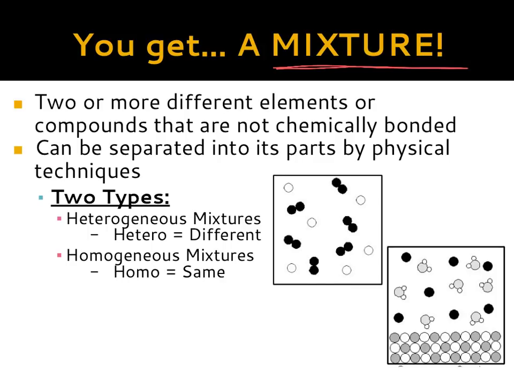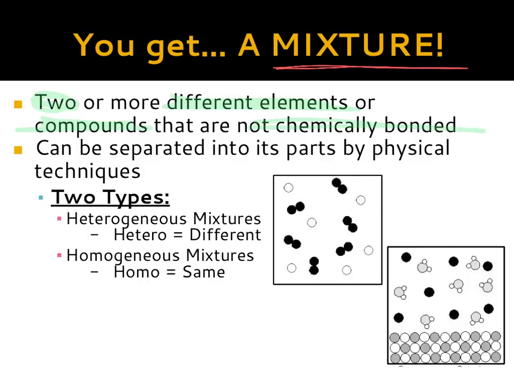So for a mixture, we're on the right side of that web from the first or second slide. I believe it's the second slide. We're on the right side of that web with mixtures. So for a mixture, you need two or more different elements or compounds. It doesn't have to be all elements. It doesn't have to be all compounds. It doesn't matter. We just need two or more different things together. And they are not chemically bonded together. And because they're not chemically bonded together, we can separate them by physical means. We don't have to do any crazy chemistry to separate them back out.